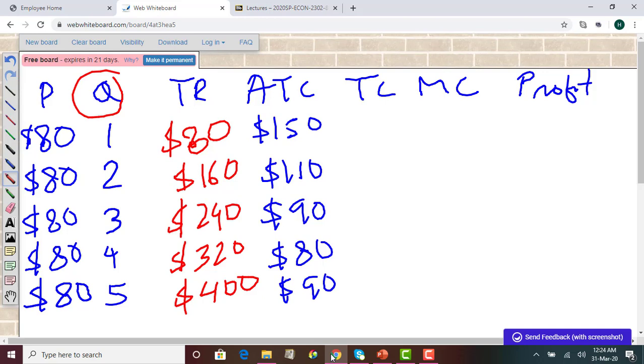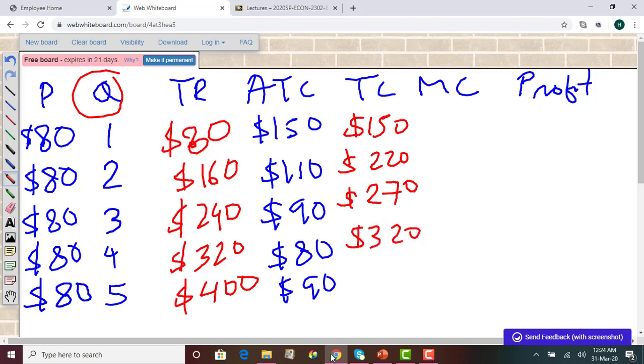So 150 times 1 is 150. Then 2 times 110 is basically 220. That's your total cost. Then 3 times 90 is basically 270. Then 4 times 80 is basically 320. And lastly, 5 times 90 is equal to 450.